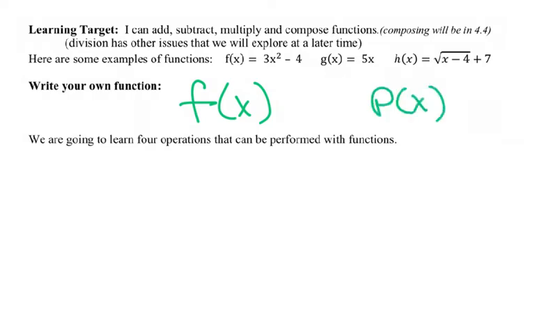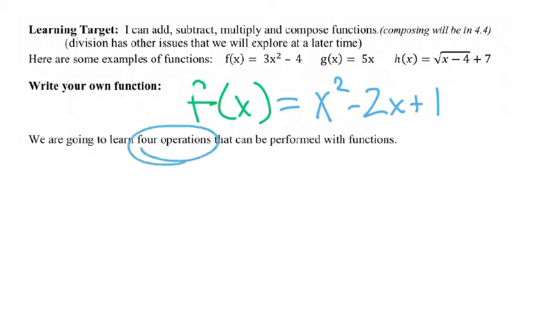So sometimes we'll do p of x if we're talking about the profit of something, or a of x, or anything else, j of x. It just depends. It's just like a variable. You can use whatever you want. So if I say f of x equals, make up your own. Just make something up. x squared minus 2x plus 1. There's my function. You can write your own. We're going to learn 4 operations that can be performed with functions. Again, the add, subtract, multiply, and then compose.